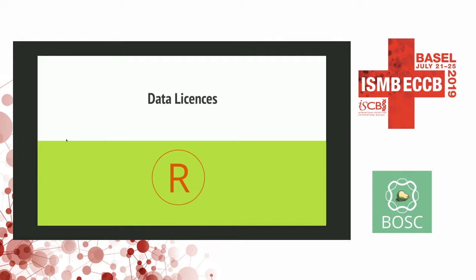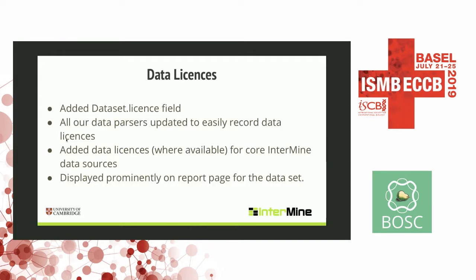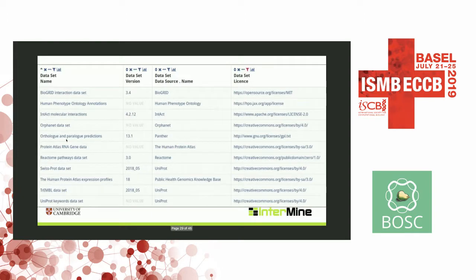And we are back to data license, that, as said in the previous talk, is needed for reusability of the data. From the technical point of view, for us it was not a big issue. Technically, it's rather straightforward. We added a license field to the data set. We updated all our parsers to record data licenses. We added the data license for all the core InterMine data sources, and we display it in the report page for the data set. This is more or less what you get for HumanMine, I think.